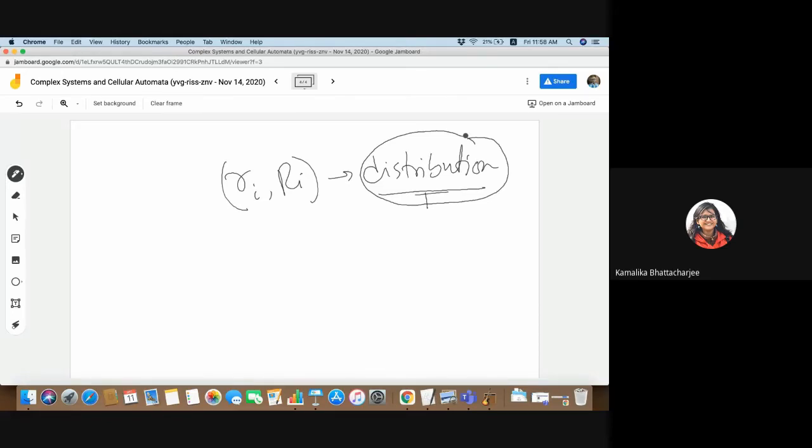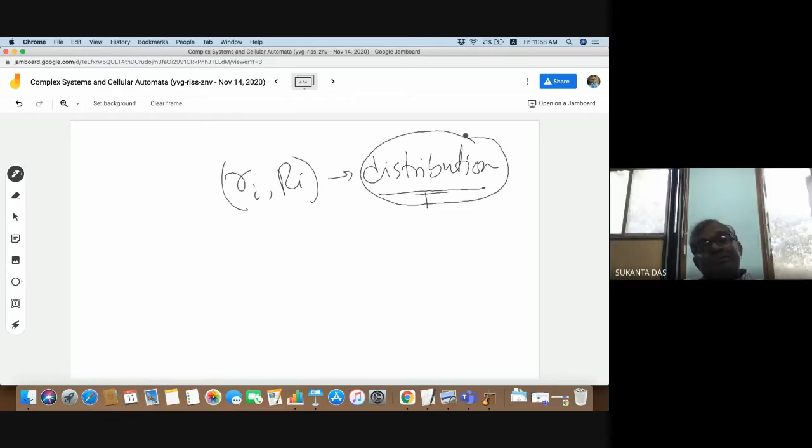In that case, can we say anything about the behavior of such a CA? That might be possible. If you know that, that might be possible. I'm not sure. I can't say in advance that we'll be able to do that, but it might be possible.